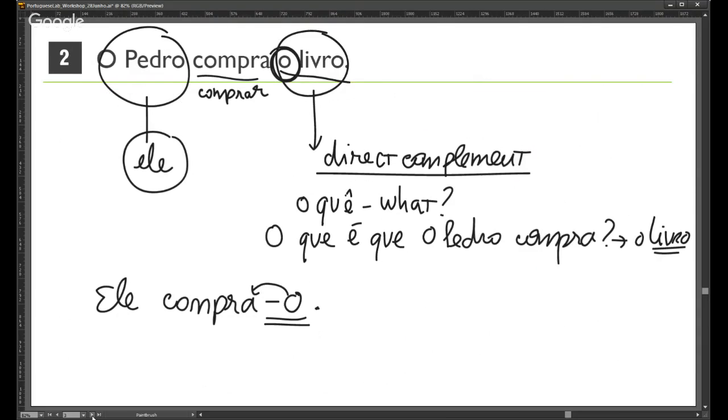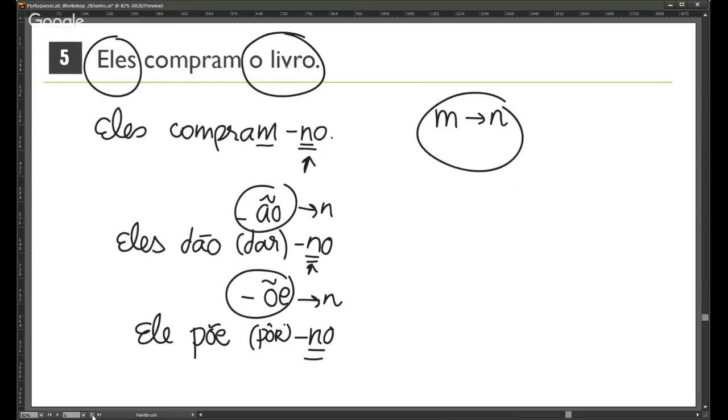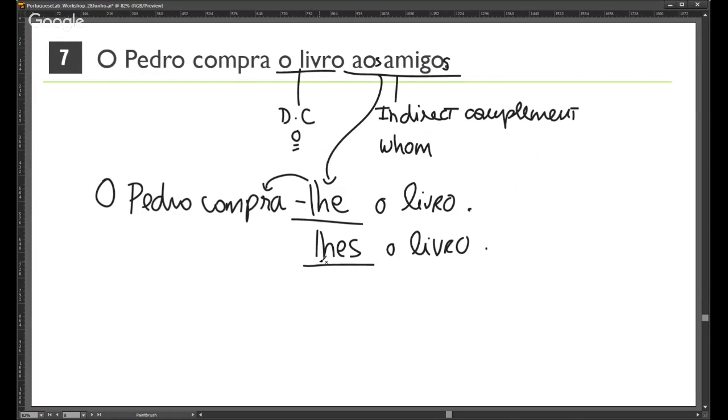So let's go back to our example. So here, regarding indirect complement, are there any questions? Is it clear to you? Let me just wait a second to see if anyone mentions anything.